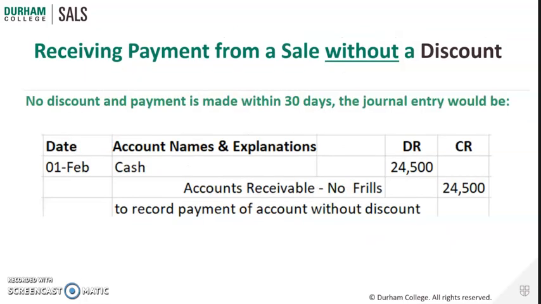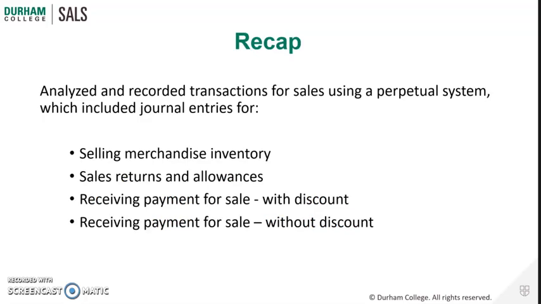In this example, No Frills did not pay by the discount date, so they must pay their bill in full. So in this case, we're going to debit cash for $24,500, and we're going to credit accounts receivable for No Frills for $24,500. In this video, we analyzed and recorded transactions for sales using a perpetual system, which included journal entries for selling merchandise inventory, sales returns and allowances, receiving payment for sale with discount, and receiving payment for sale without a discount.